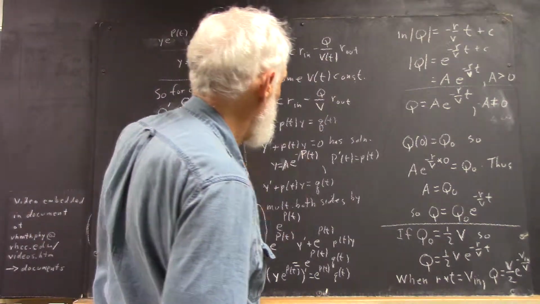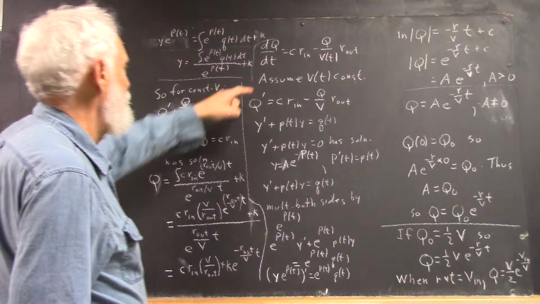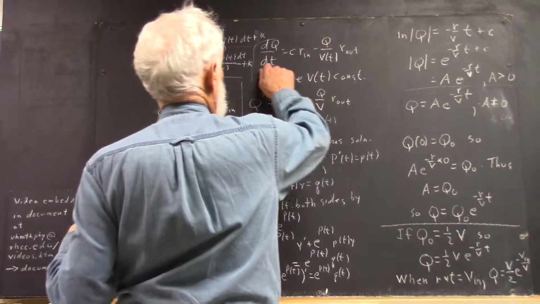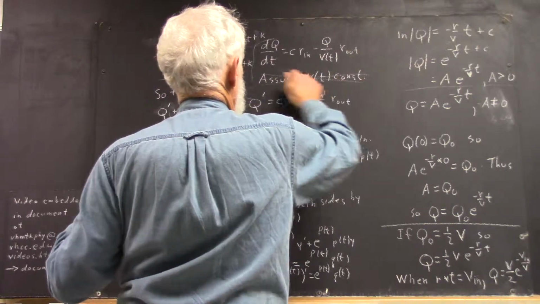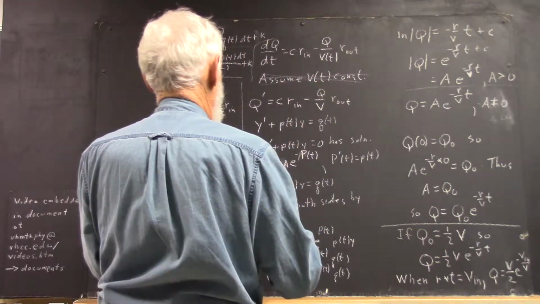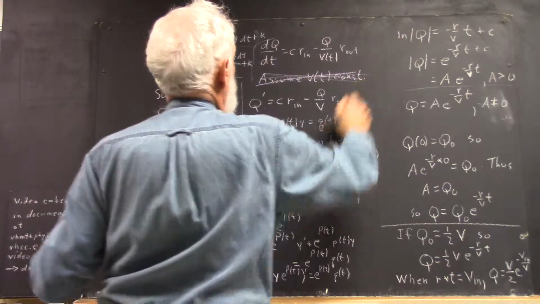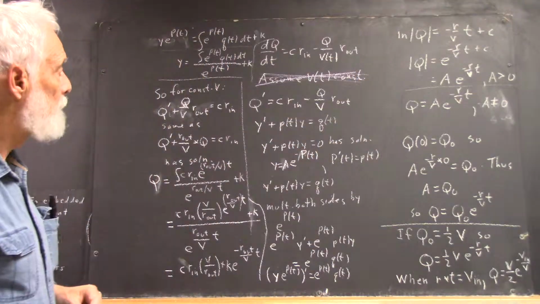Now I said here, assume V of t is constant. I don't really want to assume that until I get over here, because there's no reason to assume it at this point. Okay.